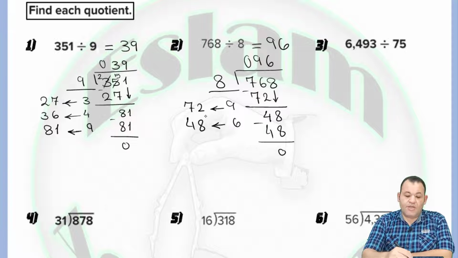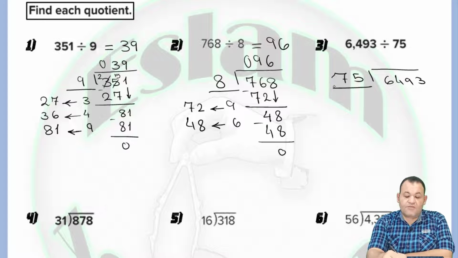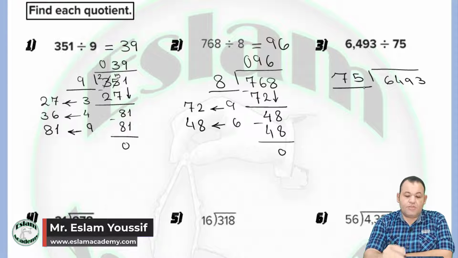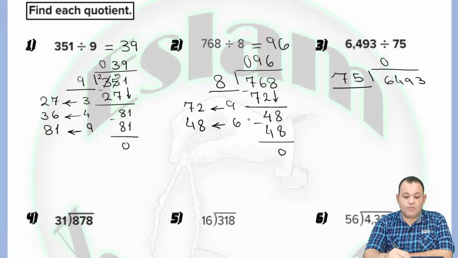In question number 3, we have 6,493. In the same way, we will use long division. Now we will have 6,493 as the dividend and 75 as the divisor. The divisor is now 2 digits, so I will just take 2 digits. 64 divided by 75. 64 is smaller than 75, so it will be 0. I will just take 3 digits. Now we can check for 8. 8 times 5 equals 40.